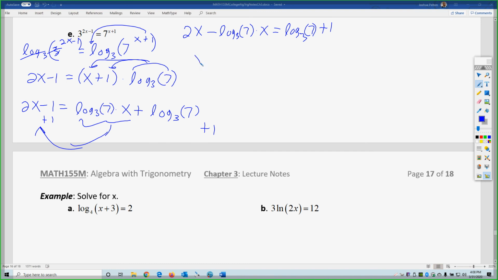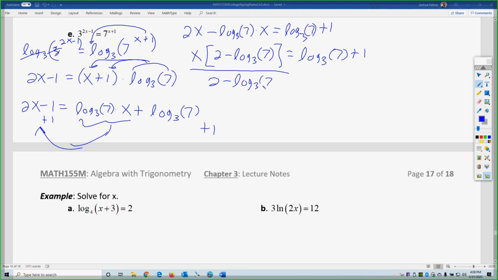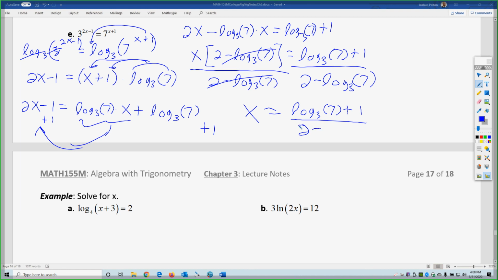Need to get the x out of there by factoring it out. So if I factor out an x, I'd be left with 2 minus log base 3 of 7, and that equals log base 3 of 7 plus 1. We'll divide by that constant term we no longer need. So our final answer, after those cancel, is log base 3 of 7 plus 1, which is just some constant number, divided by 2 minus the log base 3 of 7. And there is our final answer. That is the end of part 1.